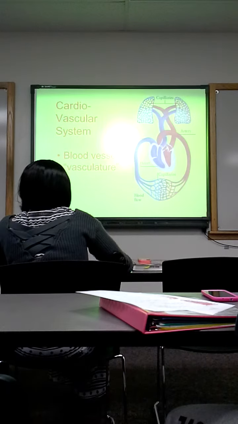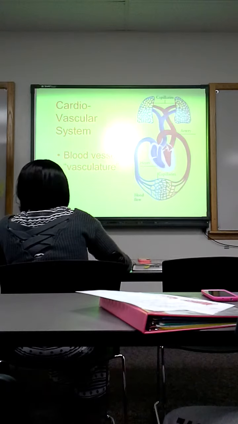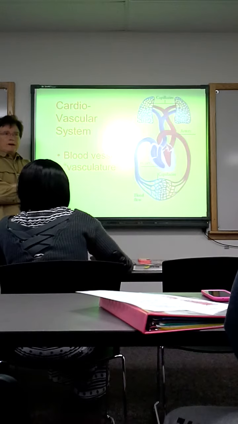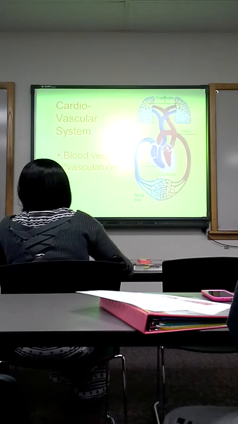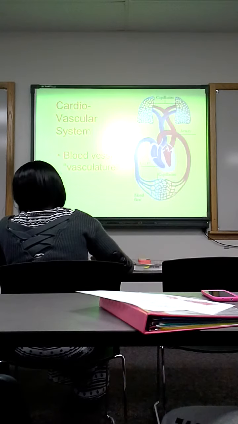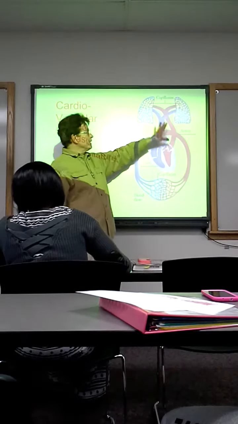When the ventricles contract, they eject blood into vessels called arteries. By definition, arteries conduct blood away from the heart. Veins conduct blood back to the heart.